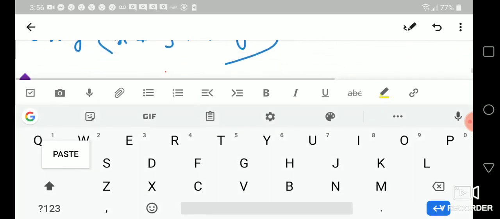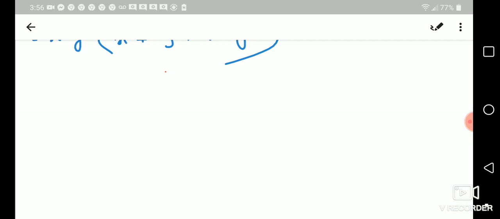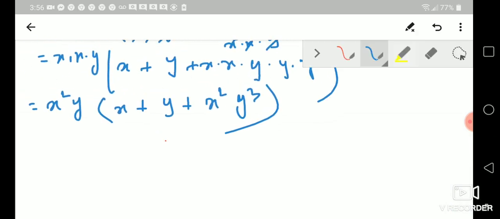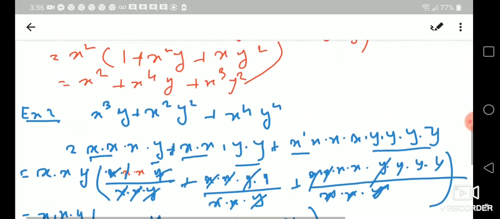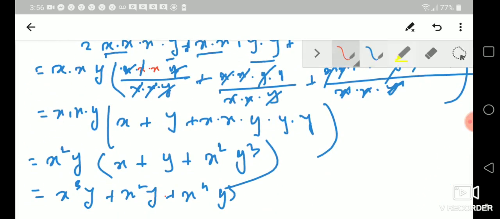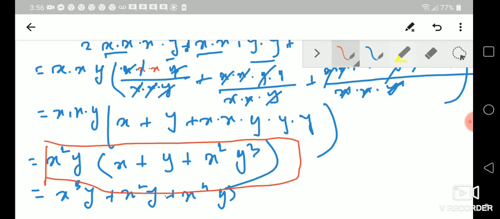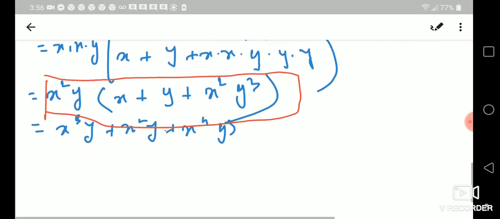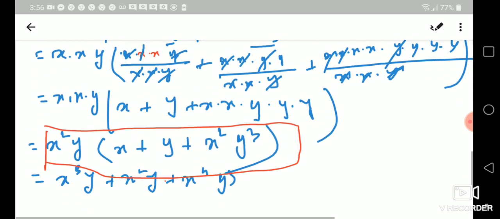So I'm gonna get x3y plus x2y plus x4 y3. So this is exactly the same as our equation. So this part here was just done to write it into multiplication form, the expression, and that's called factoring. So this is all about it.